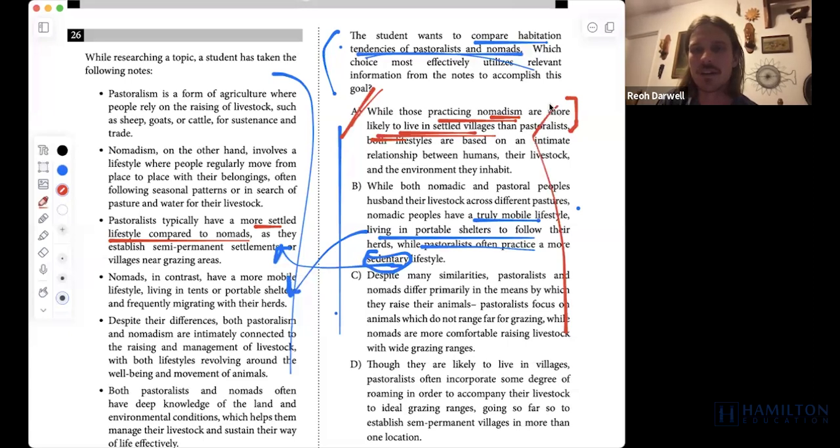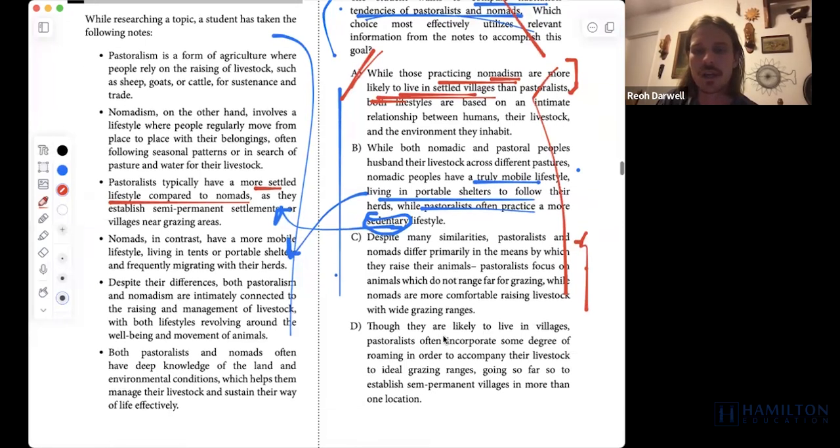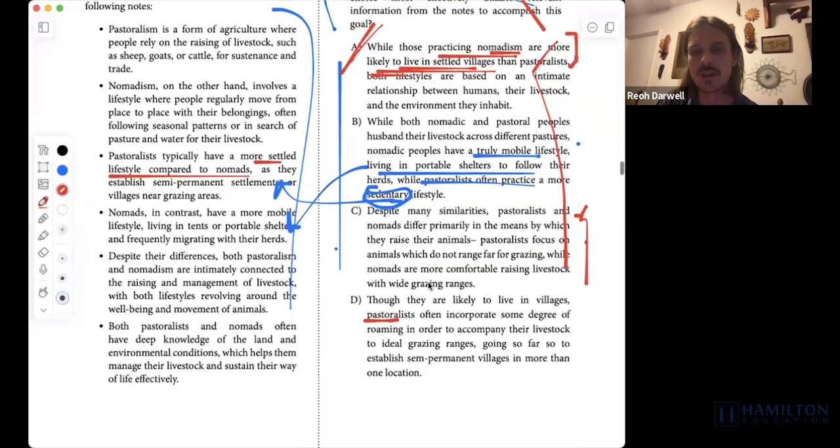Here we definitely compare them like we want, but is there any habitation? No. Okay. And then D, we talk only about pastoralists. So do we talk about habitation? Yes, but only for pastoralists. So we're missing one of our parameters. That's why all of them that are not B are wrong and B is correct.